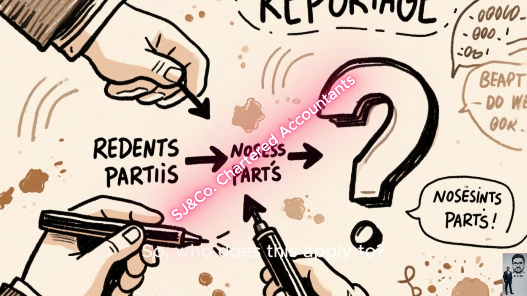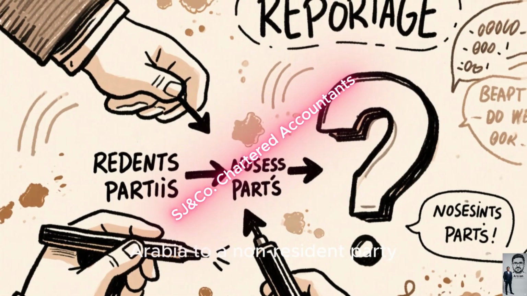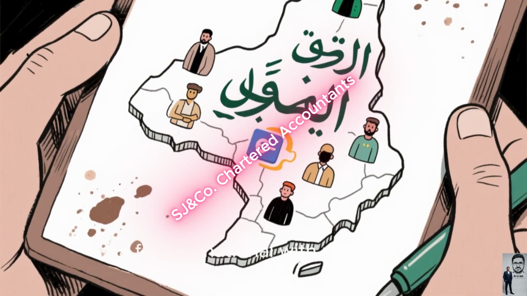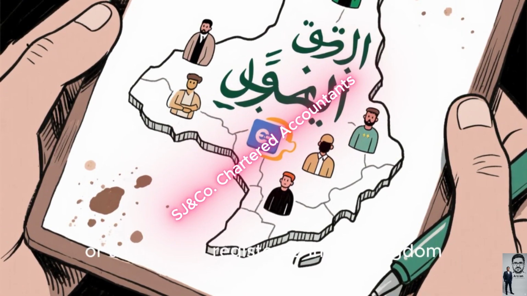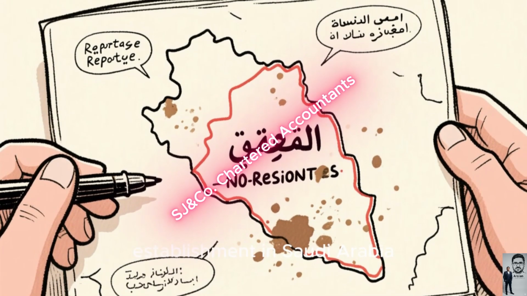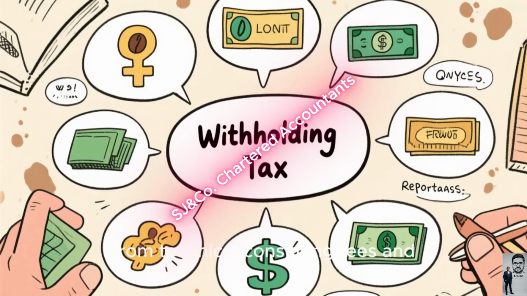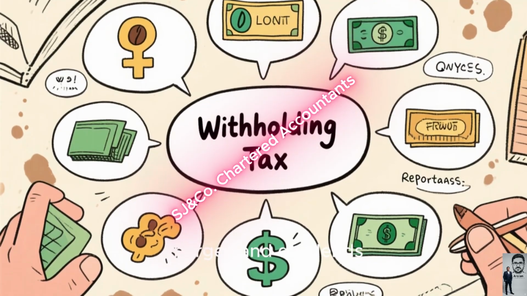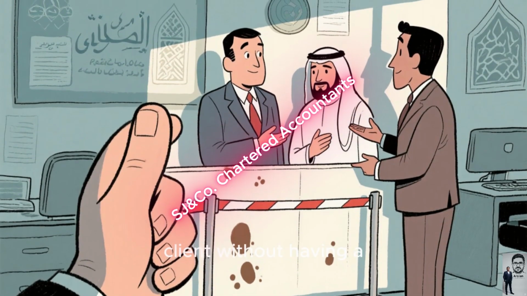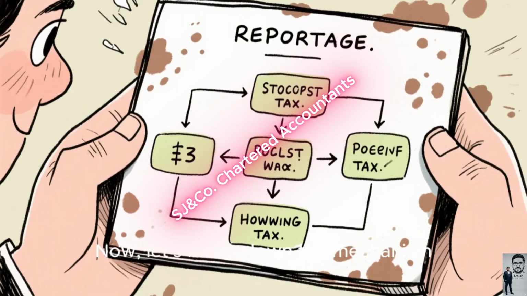So, who does this apply to? The key here is payments made from a resident party in Saudi Arabia to a non-resident party. A resident could be a Saudi national, a foreign national with residency, or a company registered in the kingdom. A non-resident is anyone or any entity without a permanent establishment in Saudi Arabia. This covers a wide range of payments, from technical consulting fees and royalties to loan charges and dividends. If you're a foreign company providing services to a Saudi client without having a physical office there, this directly affects you. Now, let's break down the mechanism.